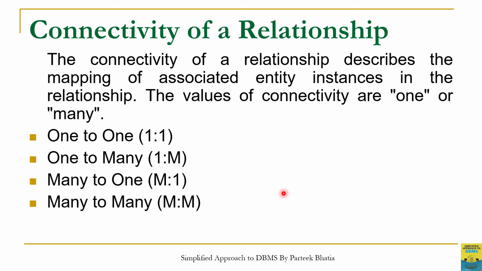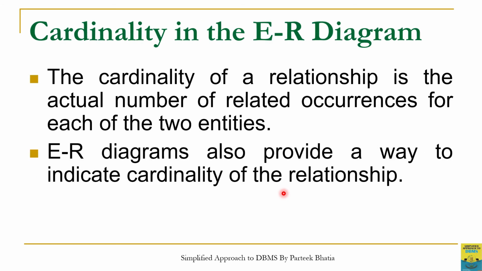So connectivity only provides the means to identify whether it is one or many. But what is the actual number of instances through which they are connected? This concept is given by cardinality. So the cardinality of a relationship is the actual number of related occurrences for each of the two entity sets. So cardinality indicates the actual number, while connectivity only indicates either one or many.